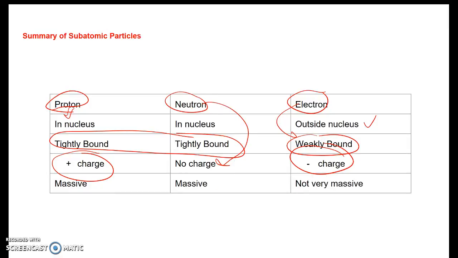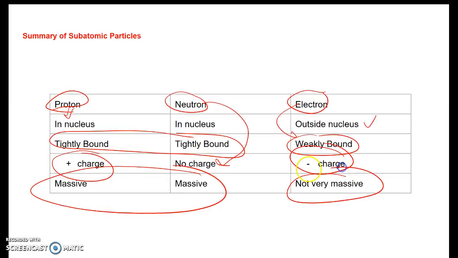And then we talk about masses. Neutrons and protons have a larger mass in comparison to electrons. So, protons and neutrons in the nucleus stay tight and have very big mass. Electrons, very little mass. Outside the nucleus, being weakly bound, the electrons are what do the moving.